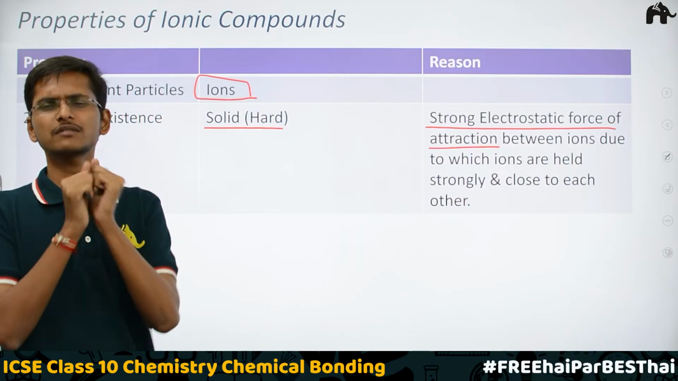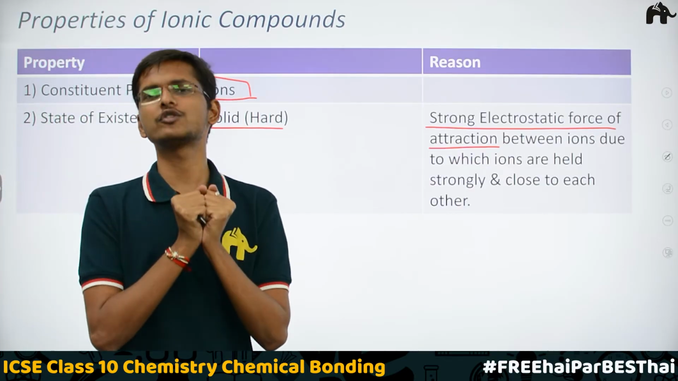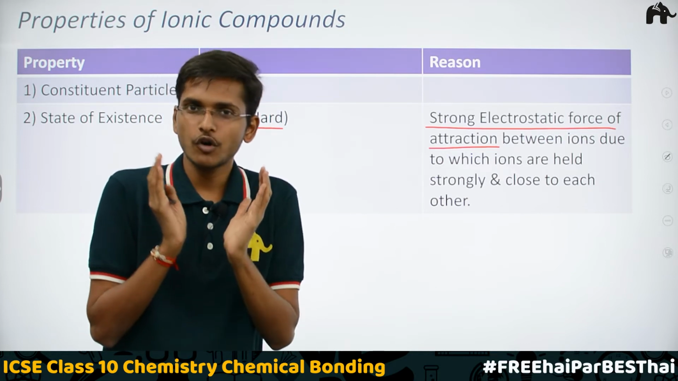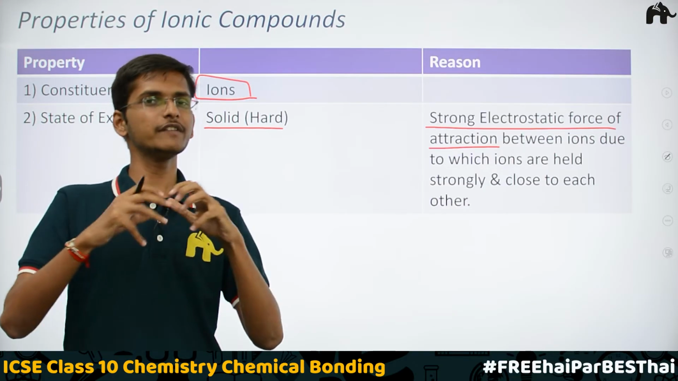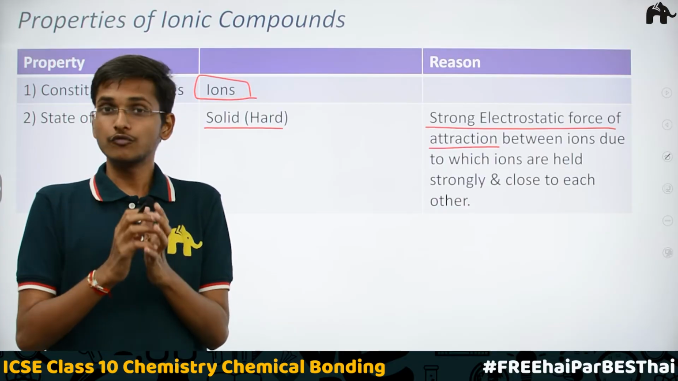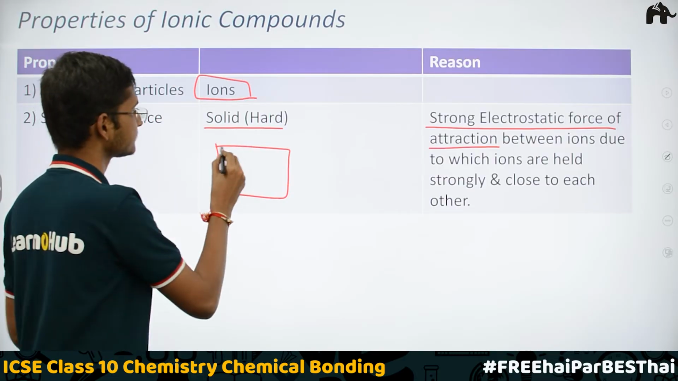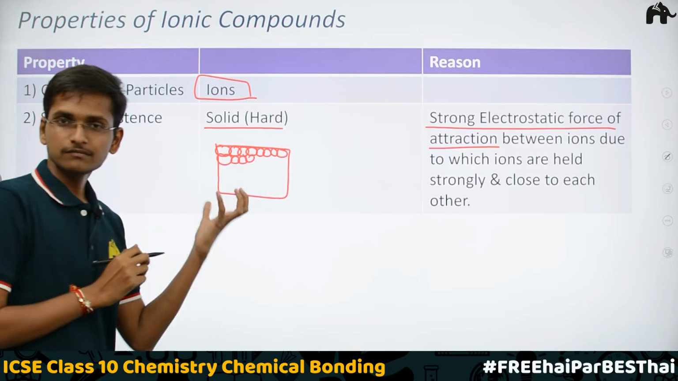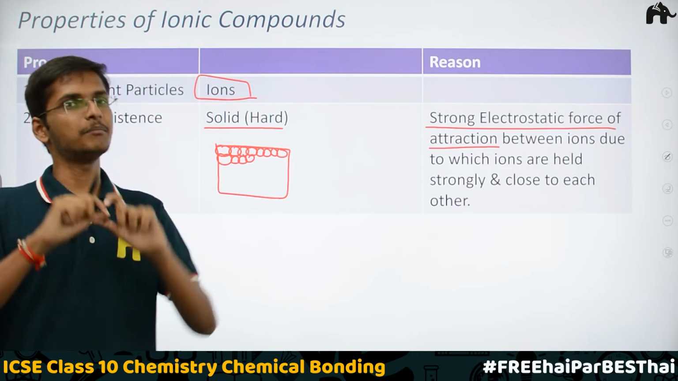And because of this very strong electrostatic force of attraction, the ions are held very closely and very strongly to each other. So when the constituent particles are held very close and very strongly, in which state would that chemical compound exist? Yes, solid, because we know solids are closely packed like this. And they are hard enough because the force of attraction between the ions is very strong, so we cannot break them easily.